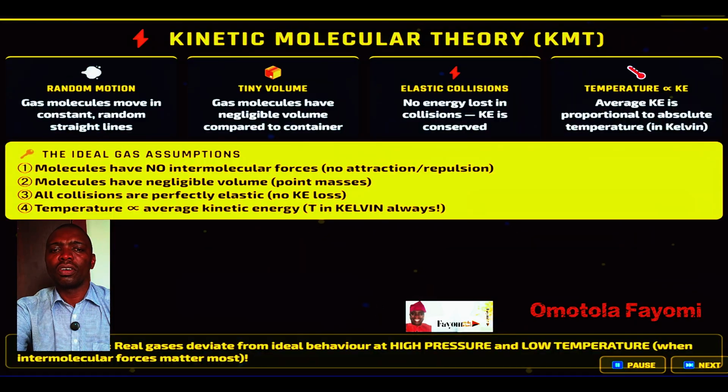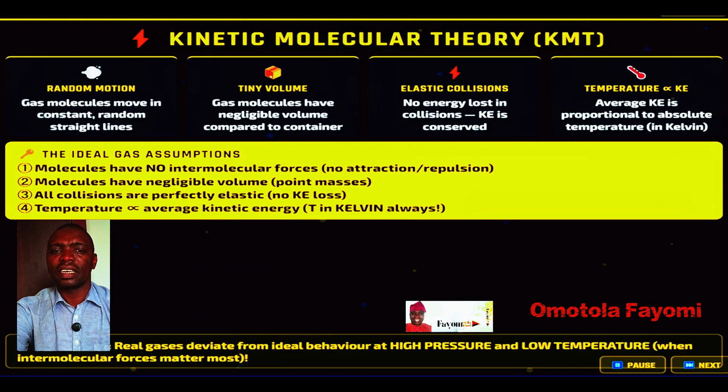Before we look into the laws, let's understand why gases behave as they do. The kinetic molecular theory, KMT, gives us the foundation. Gas molecules are in constant random motion. They fly in straight lines until they hit something. They have negligible volume compared to their container. The gas is mostly empty space. Collisions between molecules are perfectly elastic. No kinetic energy is lost, and here is the key.